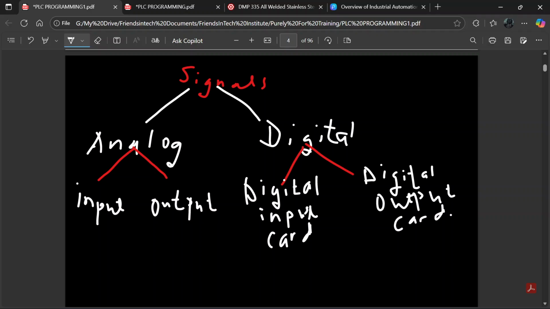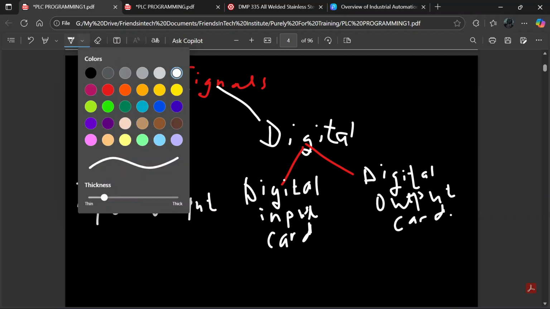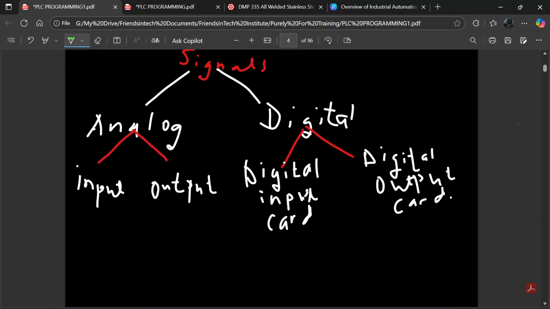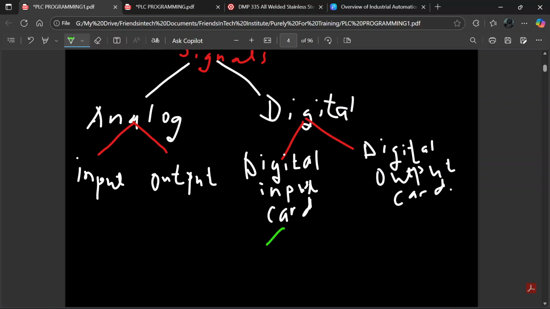Now, under digital input cards, we can have ones for 24 volts DC, and we can have 230 or 120 VAC cards. All right.